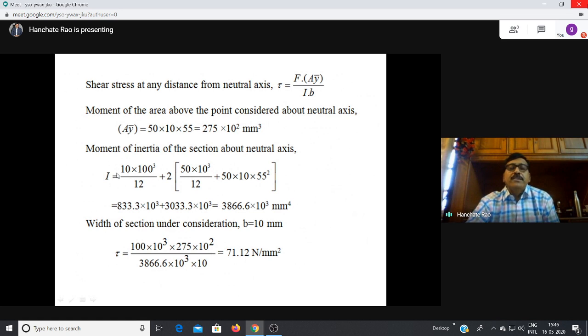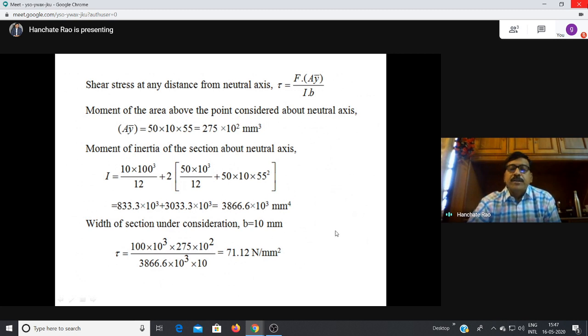The moment of inertia, for the symmetrical section: the vertical web portion, thickness 10, depth 100, gives 10 into 100 cube by 12. For two flanges, 50 into 10 cube by 12 about their own axis. About the centroidal axis, we have to add A y square. So 50 into 10 is the area, y is 55, so 55 square. Such two flanges are there, so multiply by 2. We get the total moment of inertia.